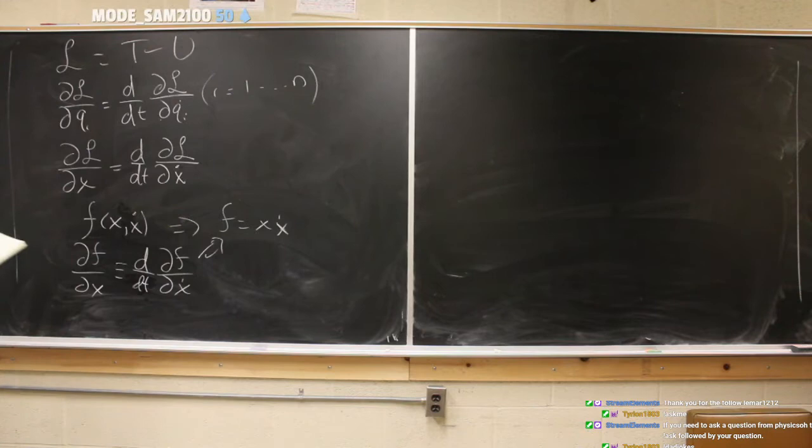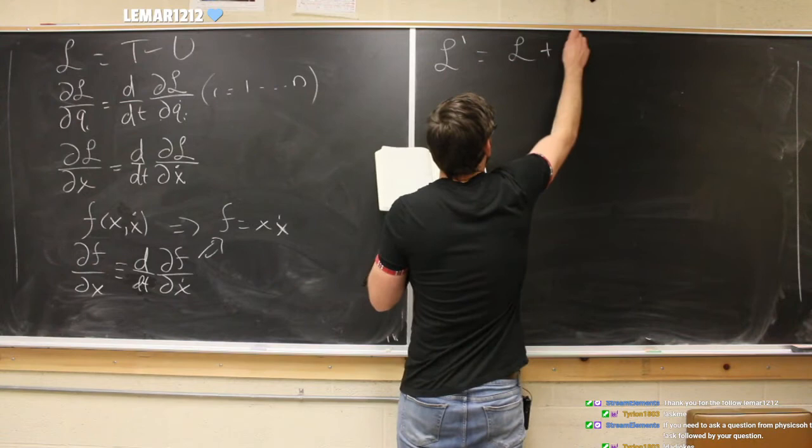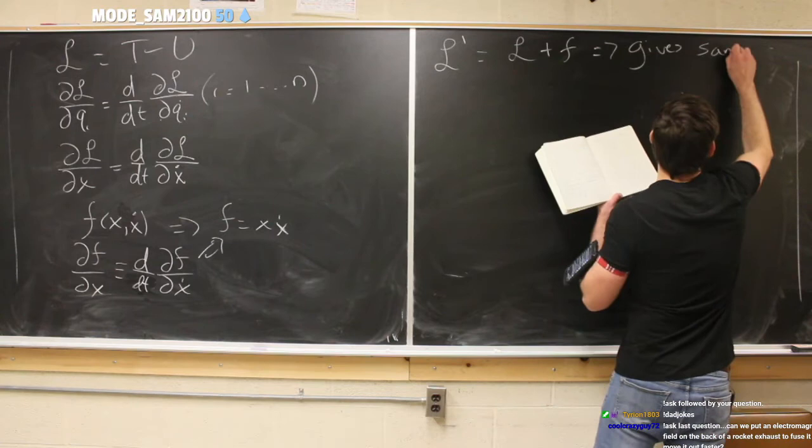And so we can craft a new Lagrangian. We'll just make up a new Lagrangian, and call it fancy L prime. Fancy L prime is equal to the fancy L plus f, so the Lagrangian plus this function, and it happens that this gives the same equations of motion. The math here isn't too important.